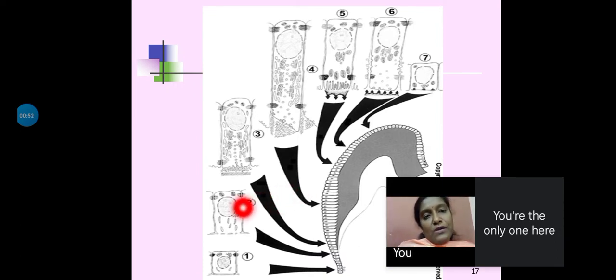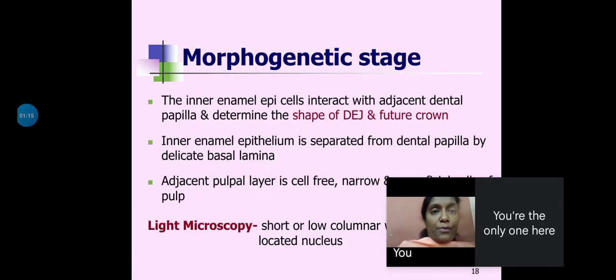Why do we have to assign different names to the same cell? Because it changes itself in terms of size, shape, cellular organelle, staining properties, depending upon what function it is doing in that particular stage. Hence, we have to assign it and study it differently in order to understand it properly.